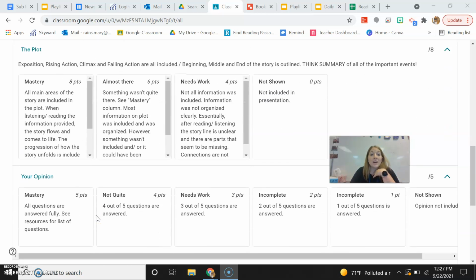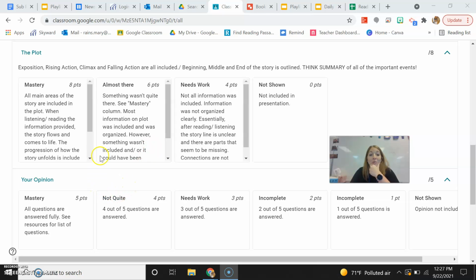The plot is out of 8 points. I even left you a couple of notes up here, but the exposition needs to be included, and rising action, climax, and falling action are also included. You can also organize it by beginning, middle, and end of the story. And then what I really wanted you guys to think is summary. So summarize what you read, but do it in a way that makes sense. For mastery, if you get all 8 points, this is what it will look like.